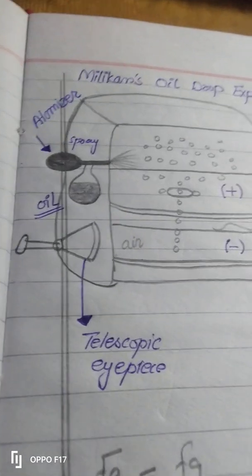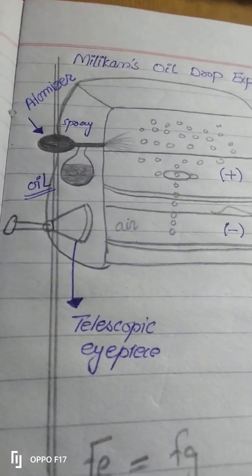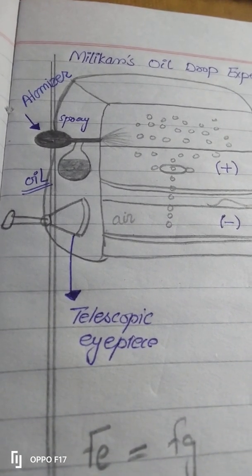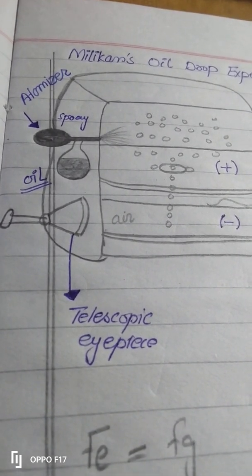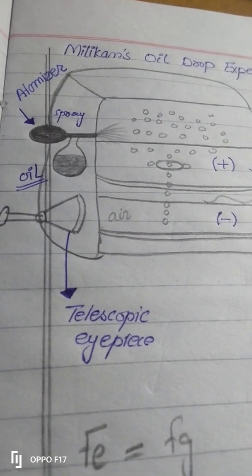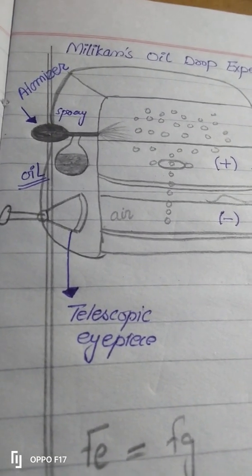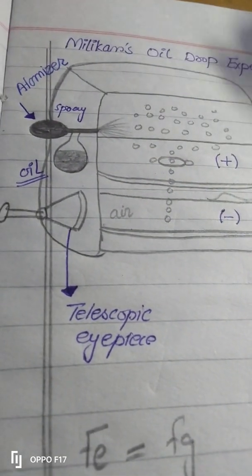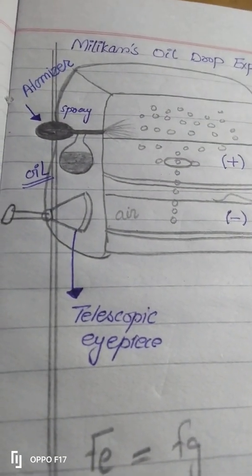So today we will look at Millikan's oil drop experiment. Basically, Millikan was a scientist who did an experiment in order to find the charge on the electron, and this experiment is also known as Millikan's oil drop experiment because he used oil.